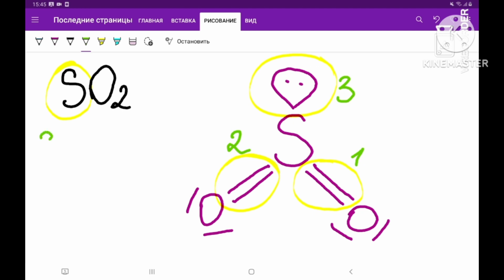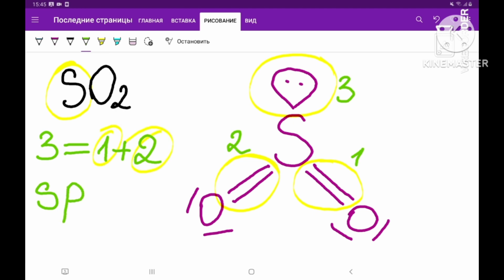We know 1 will always be s, and we have 2 p orbitals here. Why do we say that s is always 1? Because we know that the s subshell consists of one orbital only, so we cannot have more than one orbital on the s subshell. It means that we will always have one s orbital.